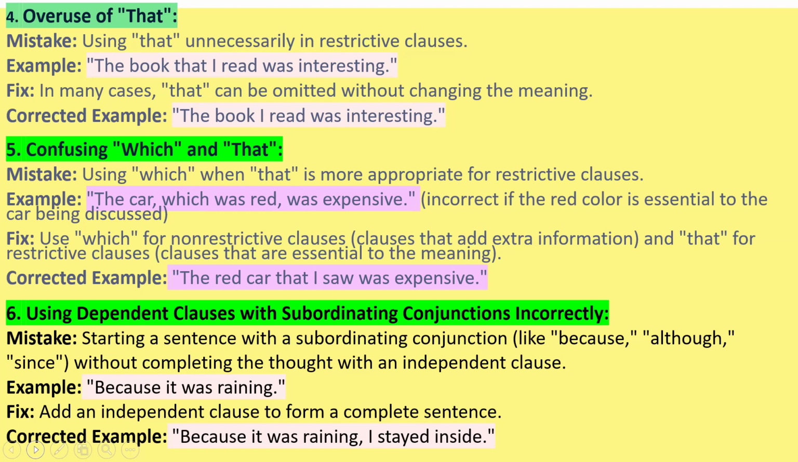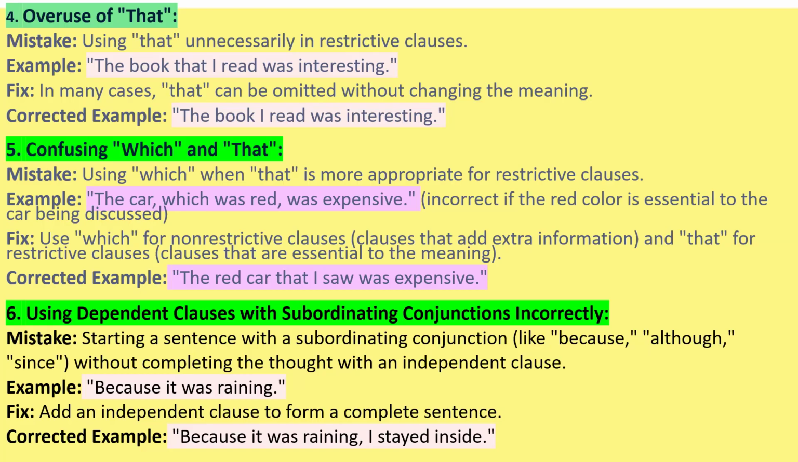The next error is using dependent clauses with subordinative conjunctions. As I have told you many times, there is no need to be confused between coordinative and subordinative conjunctions. We use coordinative conjunctions with independent clauses, and subordinative conjunctions with subordinate clauses, which are dependent clauses. So we have to take care of this one and use them carefully.